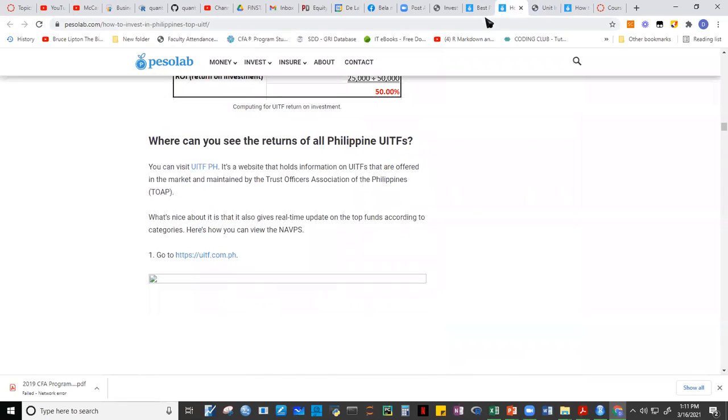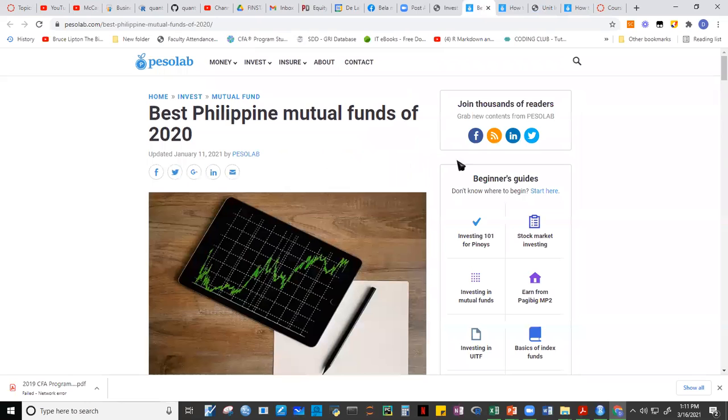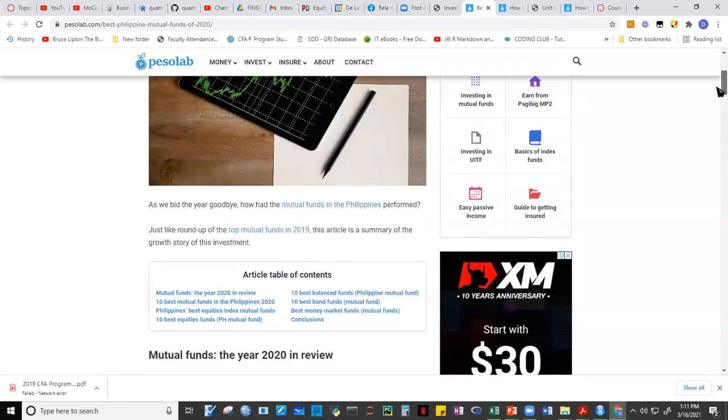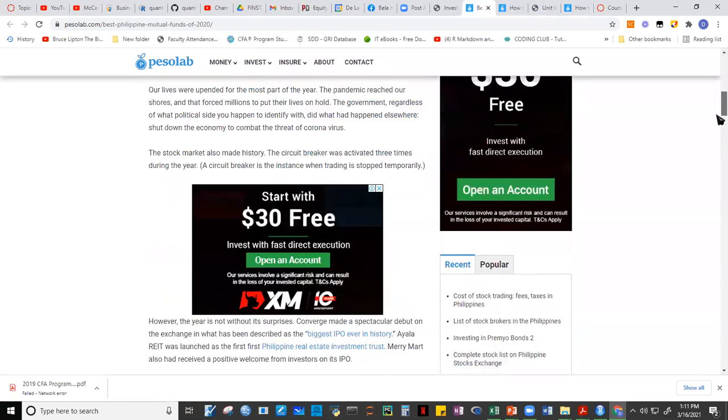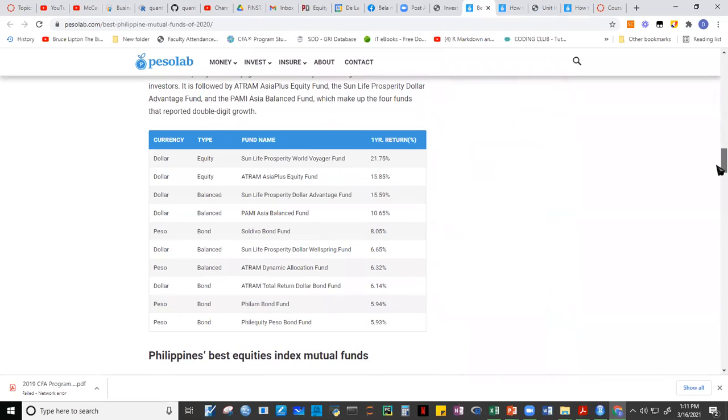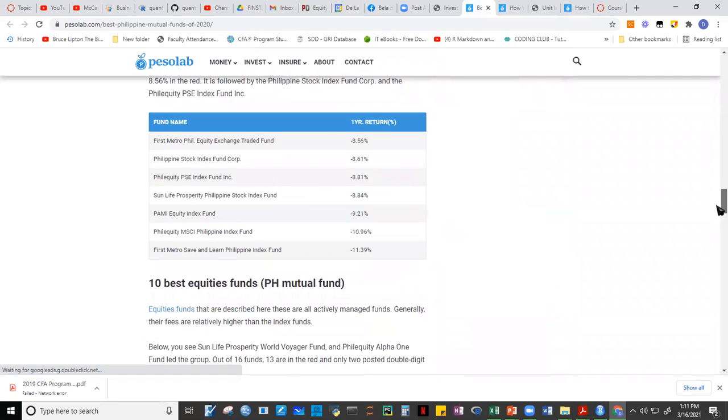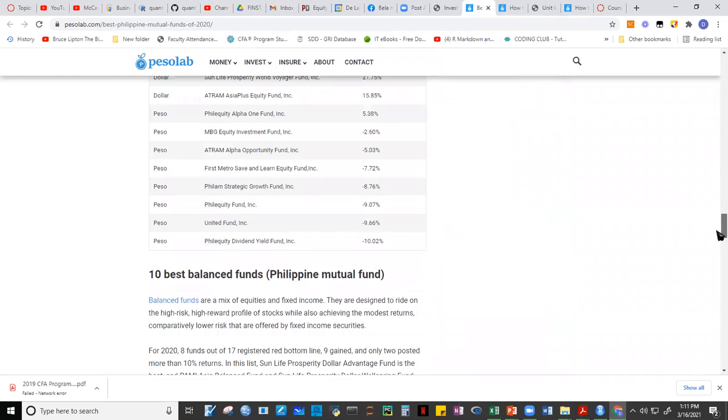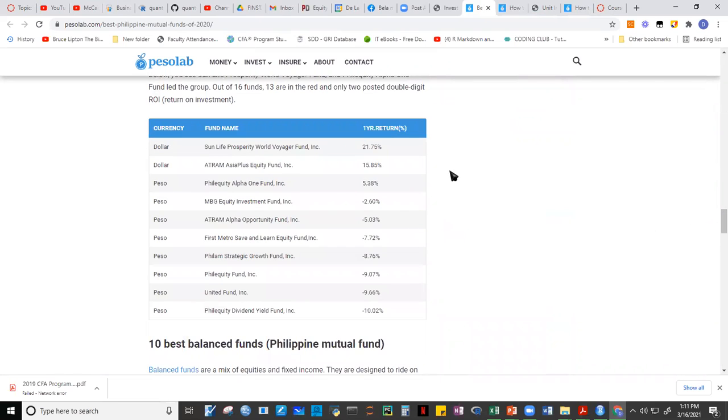And then we also have what we call mutual funds. Ito yung sinasabi ko sa inyo. Currently yata 65 yung mga mutual funds ngayon. Okay, so ito yung mga examples sa mga mutual funds. Example, Sun Life, no? May ATRAM. Tapos last year, I think 1 year return nila, 21.75% yung return.